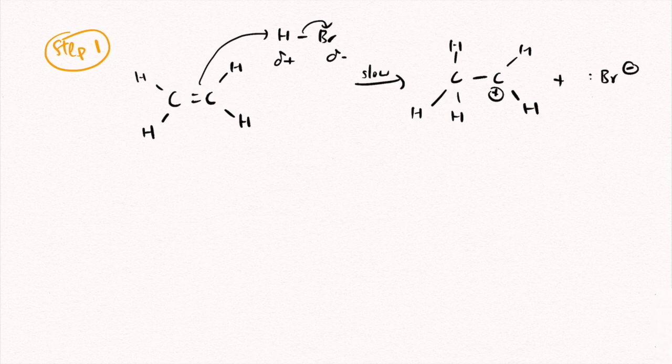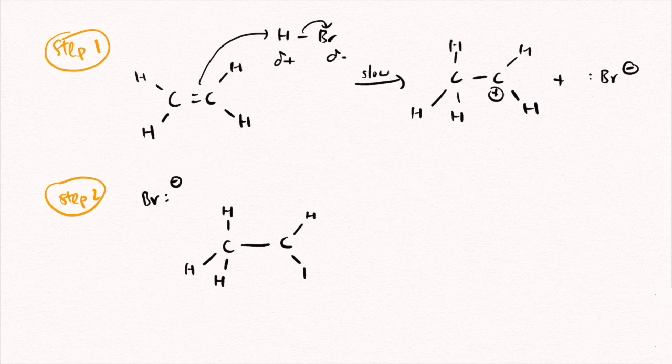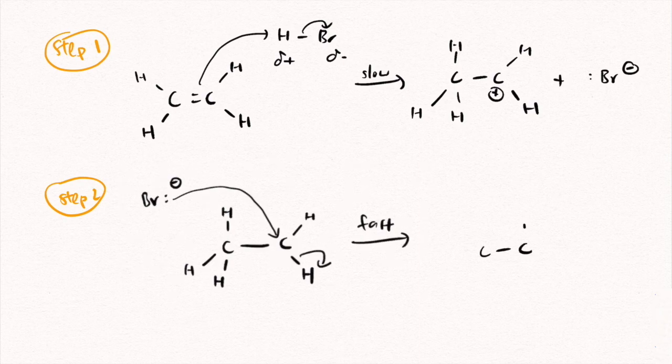This is the slow step. In the second step, the bromide ion, which is the nucleophile in this case, attacks the carbocation, which is electron deficient. This is the fast step, since the negatively charged bromide ion attacks the unstable and positively charged carbocation. This will result in the formation of our halogenoalkane, bromoethane. The reaction itself is rather simple.